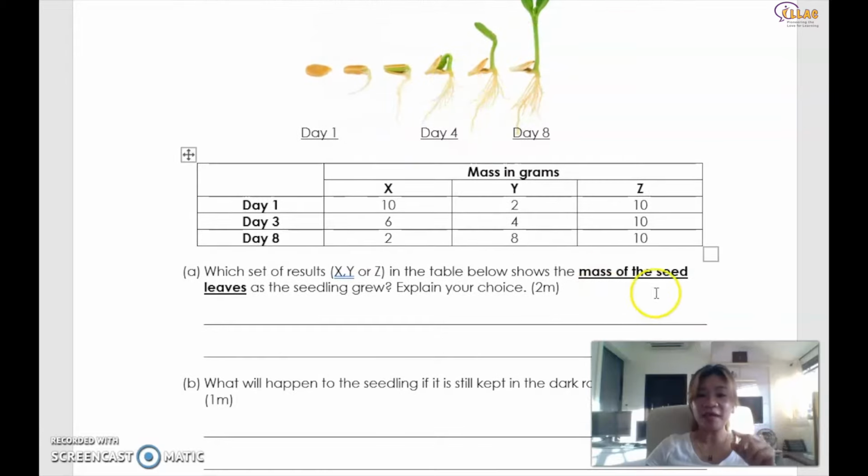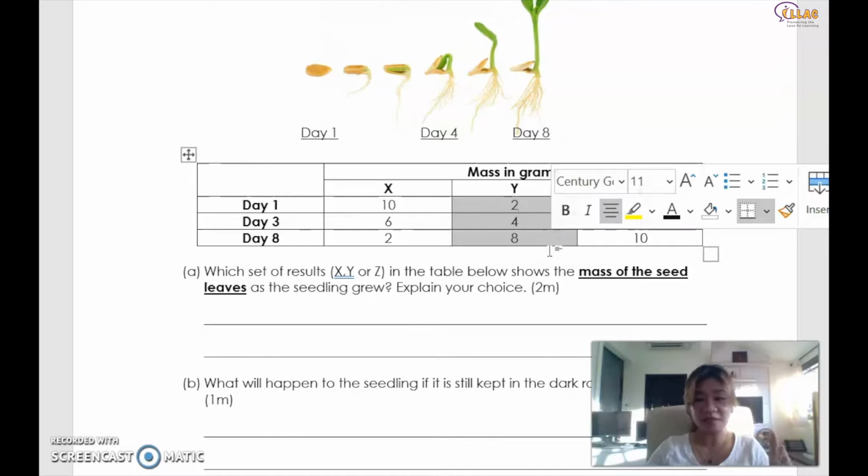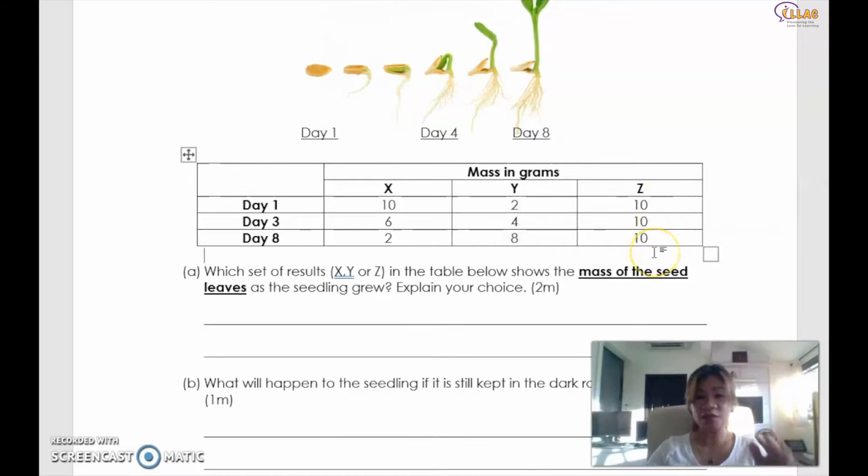So what is the mass of the seed leaf? It will shrivel, so therefore it will be more at first, dropping and dropping all the way. So it's 10, 6, 9. This is the one that makes most sense because it's decreasing. This one is increasing, so it cannot be this. This one says that it remains the same, so it cannot be that.